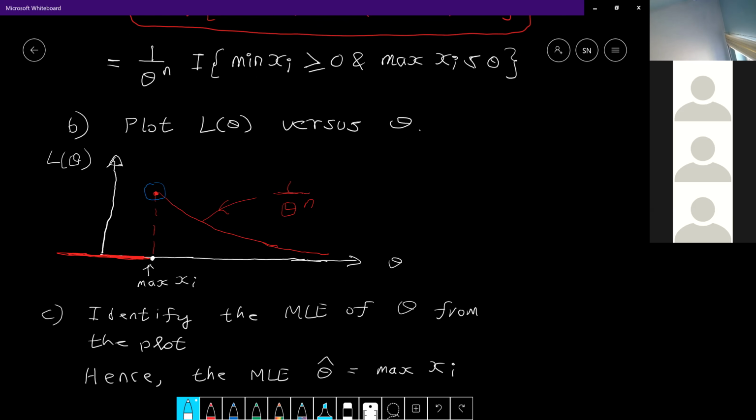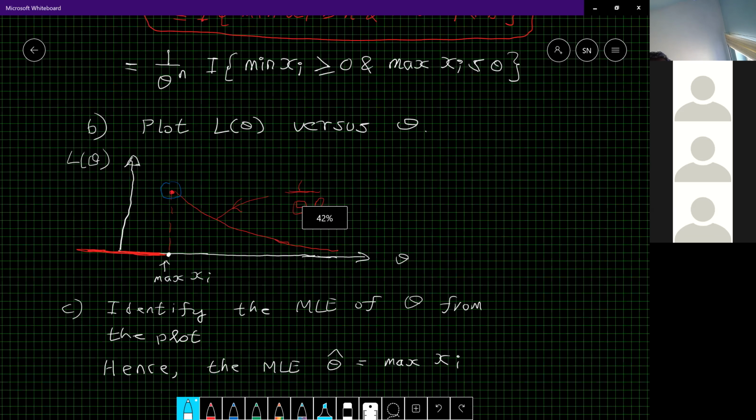You will learn this in year 2, but I'm just telling you for your benefit. Whenever you are asked to find the MLE of a distribution where one of the two bounds, either the lower bound or the upper bound, depends on a parameter, you have to use this approach.